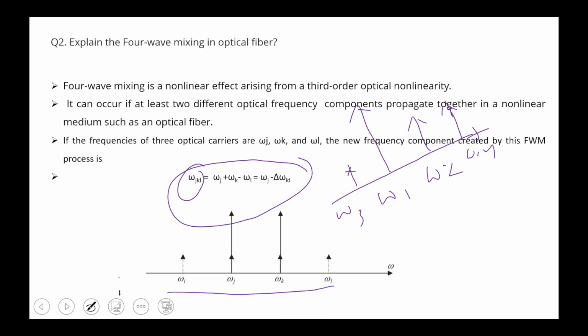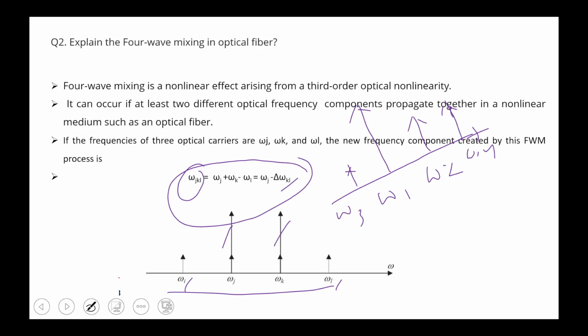We have two frequencies, omega j and omega k, propagated through the fiber, and by the interaction or crosstalk between these two frequencies, it will generate new frequencies. Which one will be generated depends upon the intensity or phase of the frequency. Through this formula we can calculate which component will be generated in the optical fiber.